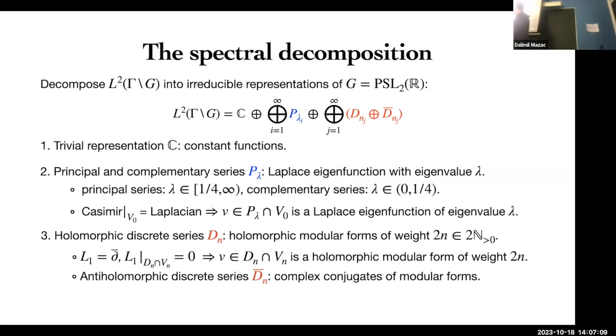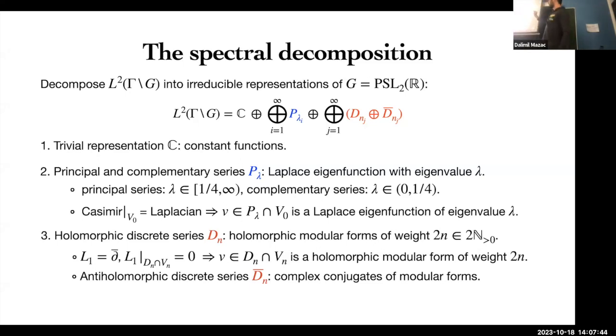So more precisely, this is an infinite dimensional representation, the P lambda, which has a one-dimensional component inside V0. So P lambda is infinite dimensional, and the ladder operators increase and decrease n, but when you're at V0, it's just a function on the surface, and the Casimir acts like a Laplacian with eigenvalue lambda. So there's a one-to-one correspondence between Laplace eigenfunctions and occurrences of P in this direct sum.